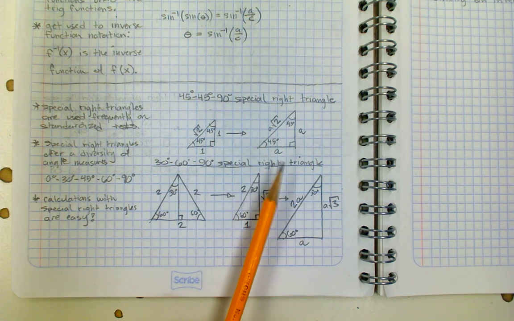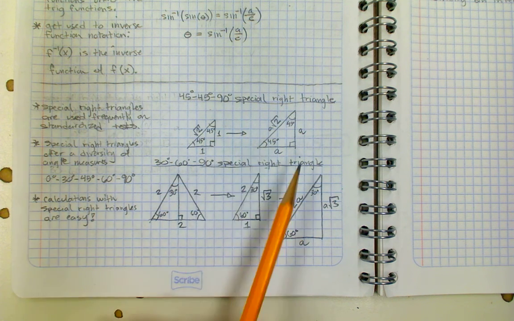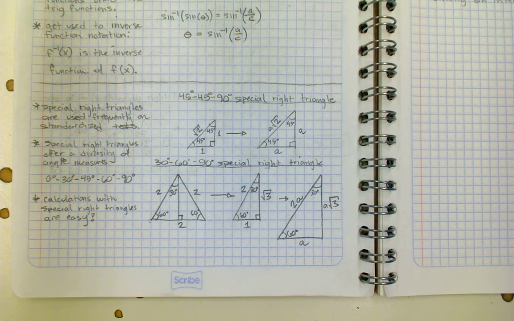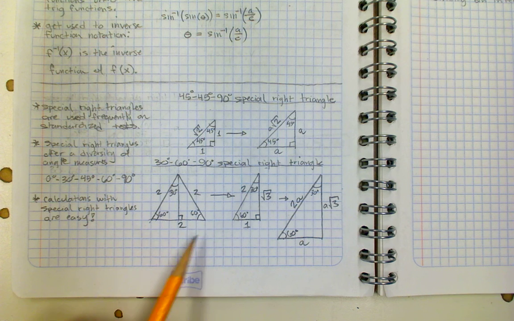So this can be helpful in very quickly understanding what the side lengths of a 45, 45, 90 triangle are. If you know any one of these side lengths of this kind of triangle, then you can find the other ones pretty quickly. Here, for the 30, 60, 90 special right triangle, I begin by just drawing this equilateral triangle.